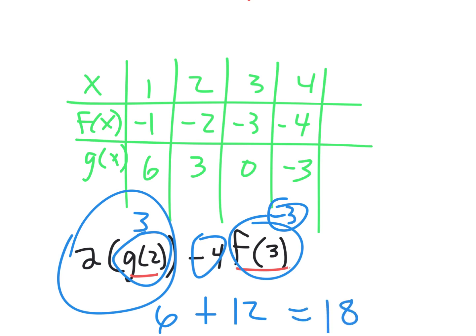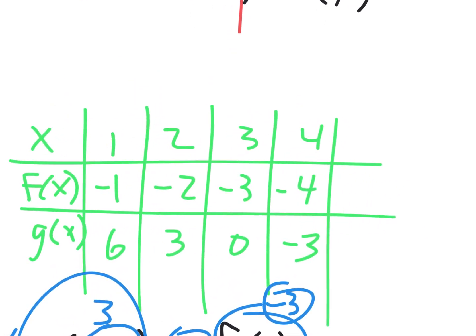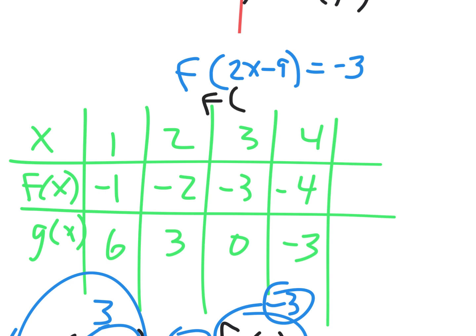Nice. Okay. Now using that same chart, we're going to do something different that's definitely harder. Let's see if you remember these. F of some crazy thing like 2x minus 9 is equal to negative 3. You may or may not recall that I always suggested you set up something like this right underneath it. F of what is negative 3? To see if you can figure out how to solve this thing.